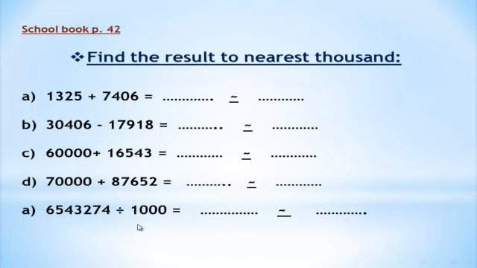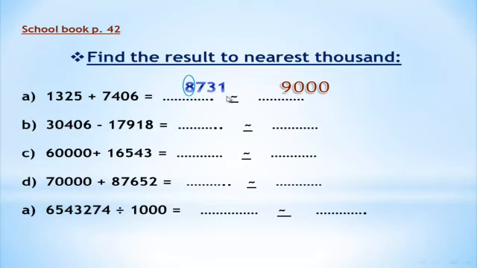Here I have an operation. I will make the addition or subtraction or division, then make the approximation to 1,000. 1,325 plus 7,406,131. Approximation to 1,000. I have here the thousand is 8. 7 is strong, give 1, so the result will be 9,000.